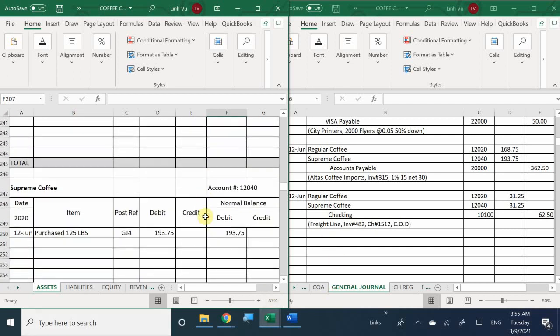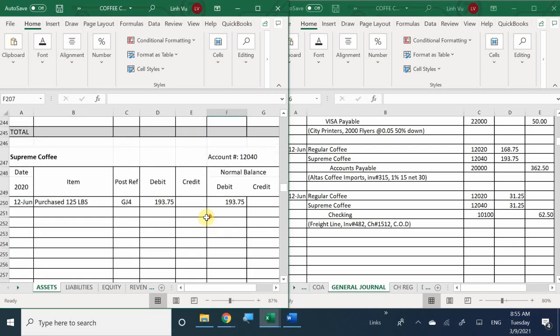And then, let's see. Here we are, supreme coffee. Once again, I'm going to place in the date and freight cost, and general journal number 4 for the 31.25. Same thing, the previous amount plus any debits minus any credits. So I should have a grand total of $225 even in my supreme coffee.